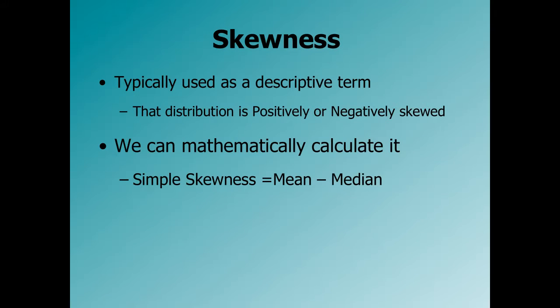How do we calculate skewness? The easiest way to calculate it would be mean minus the median. So if your mean is equal to your median, that means your simple skewness is going to equal 0. Equal to 0 means no skew. If your mean is greater than your median, that means your simple skewness is going to have a positive result, which means you're having a positive skew. If though your median is greater than your mean, that means you're going to end up with a negative simple skew as a result here, which means that you're going to have a negative skew.